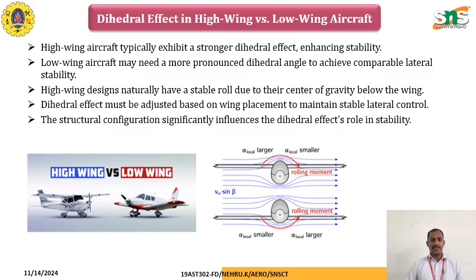cases. A high wing aircraft typically exhibits a strong dihedral effect, enhancing highly stable airplane operation. A low wing aircraft may need a more pronounced dihedral angle to achieve comparable lateral stability, and high wing design is naturally, or inherently, stable in roll due to the center of gravity being below the wing. So dihedral must be adjusted based on the wing placement to maintain stable lateral control, and the structural configurations significantly influence the dihedral effect's role in stable operation.